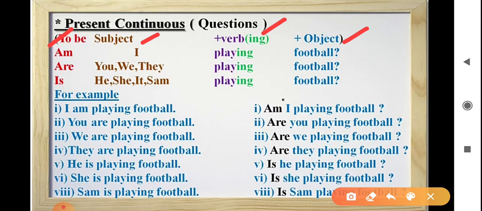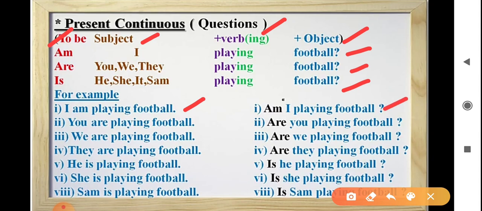See examples. Am I playing football? Are you playing football? Is he playing football? We are using is, am, are at the starting of the sentence, and after the be form of the verb we use subject, then main verb with ing, then object. See more examples. I am playing football. This is the affirmative sentence and now how it is converted into the interrogative.